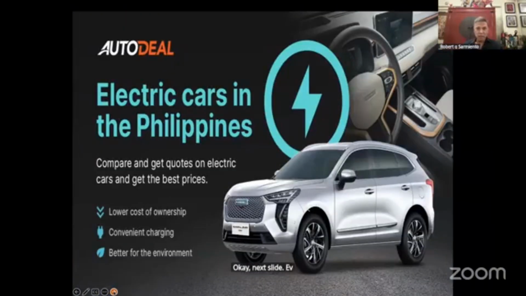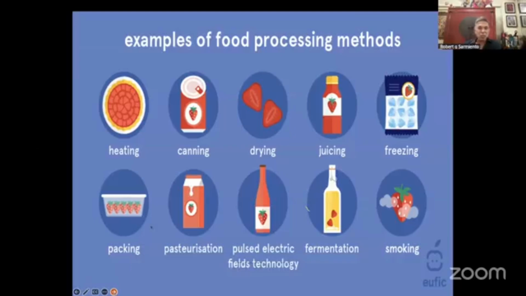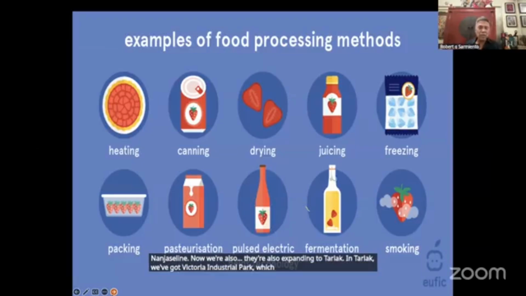EVs, diba? They're there in the north, although I believe there's a few companies also in the south right now. But this is gonna go really fast. In fact, we're working on 3 EV companies to have showrooms, not only in Metro Manila, but outside, North and South Luzon. Next slide. Food processing. That's mostly in the north, in the Clark area, Bulacan, nandiyan sila. And now they're also expanding to Tarlac. In Tarlac, we've got Victoria Industrial Park, which is geared towards becoming a pharmaceutical zone. Okay, next slide.